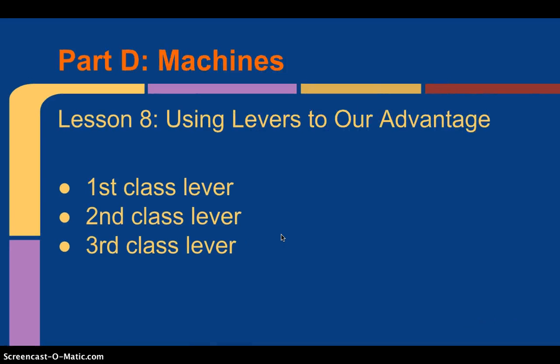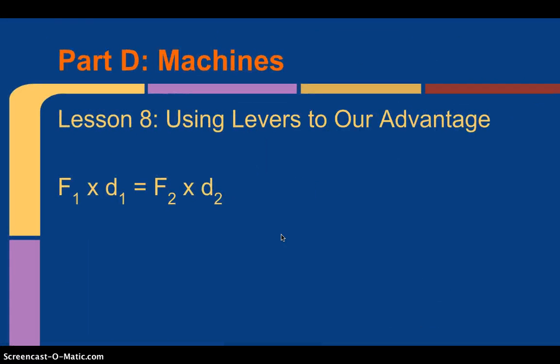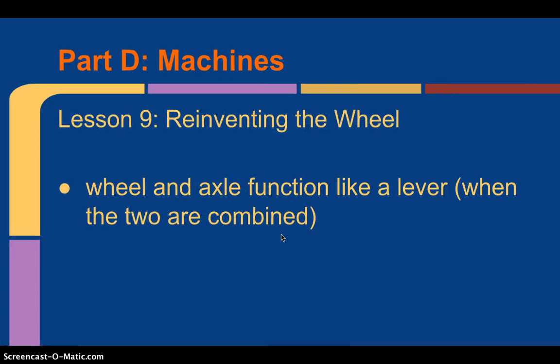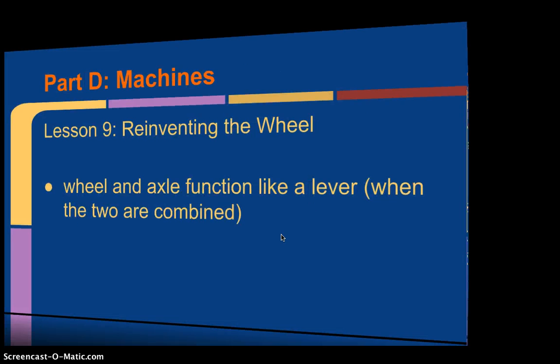From there, we moved on to lesson 8, which was using levers, and we talked about the 3 different classes of levers and showed some examples, and I asked you to figure out some different types of levers. This is also where we're introduced to that formula F1 times D1 equals F2 times D2 to basically make sure that work equals work. From there, we moved on to reinventing the wheel, and we learned the concept that the wheel and axle function basically like a lever. When the two are combined, the wheel and axle functions like a lever.